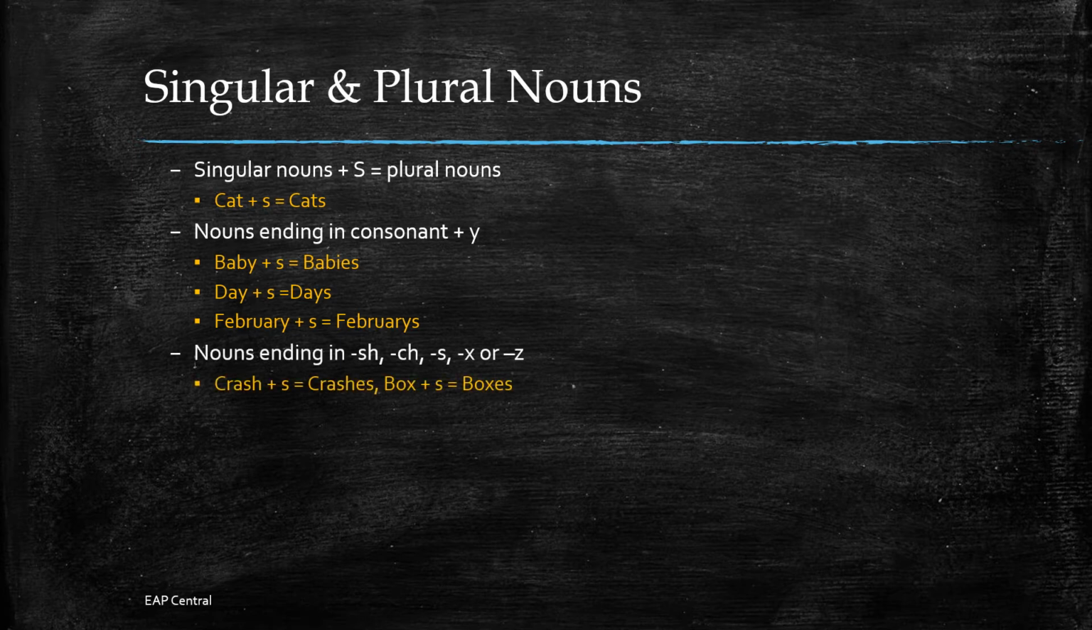Sometimes if the singular ends in sh sound, ch sound, s, x, or z sound, the plural is made by adding es. For example, we have here crash, which ends in sh sound. When we want to add s, it is crashes. Or box, when we want to add s, it is boxes. We cannot just add s there because it is hard to pronounce. If you try to say crashs or boxs, it is very hard to pronounce. So we add an e after that, so it is easy to pronounce them.